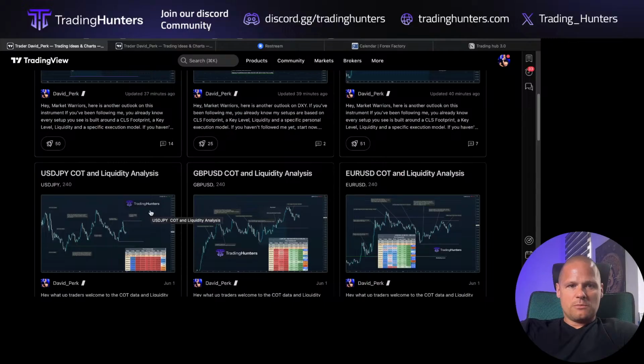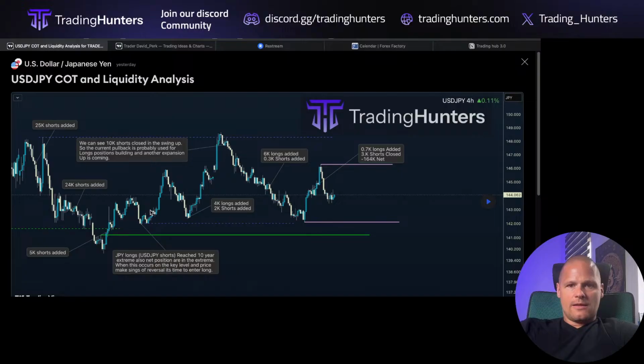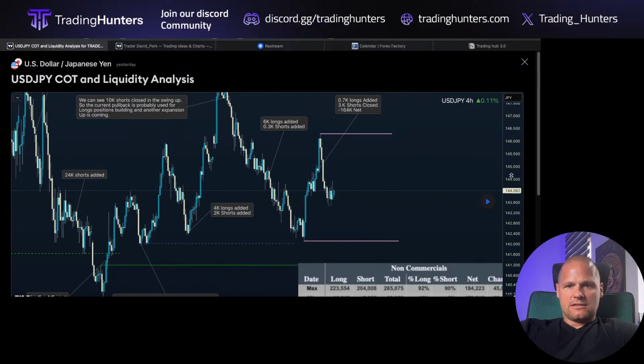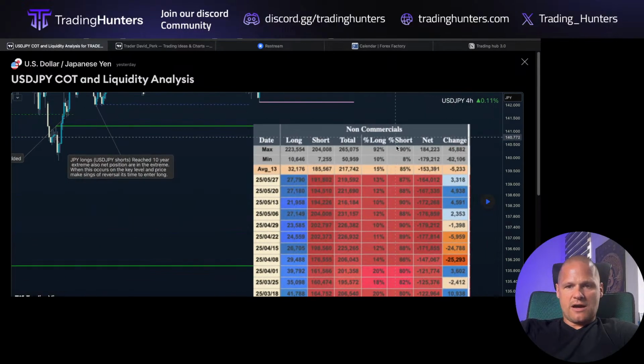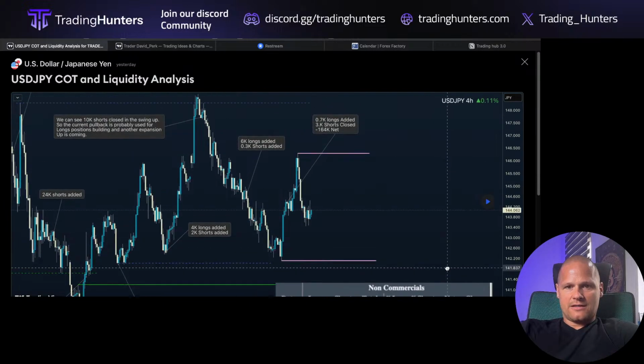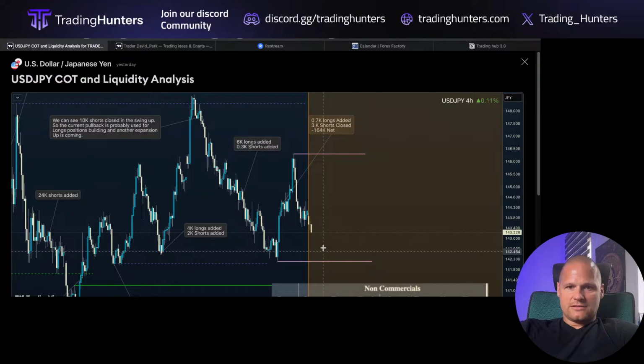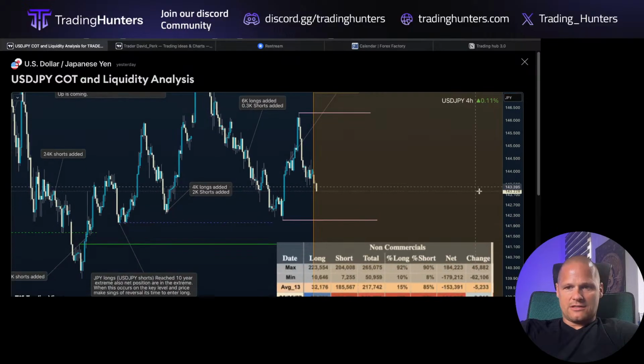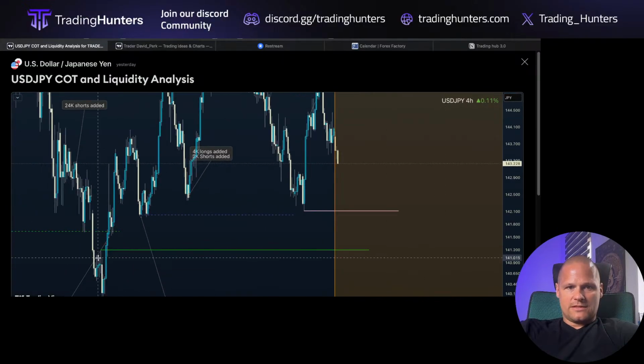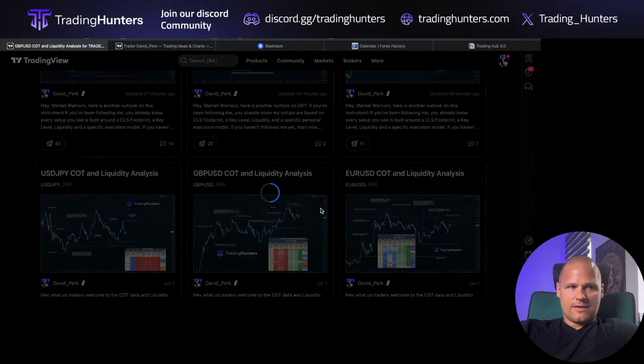So we will see. Here is the COT data. On the USD JPY, we can see that the non-commercials are reducing shorts, but still very heavy. So the liquidity is lower in here, and that's where I think they are most likely going. They will most likely reach this, also the key level, the first key level below here. So I'm waiting for some pullback here.